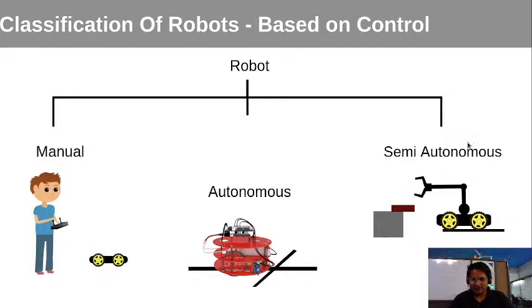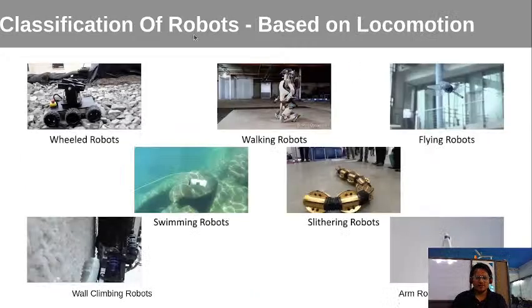Now let's see the next slide. Classification of robots based on locomotion. Probably you have seen these wheeled robots, and then walking robots, flying robots, which are made by the Festo company, then swimming robots, slithering robots, arm robots, and wall climbing robots. So these are the categories based on locomotion where we can classify the robots.